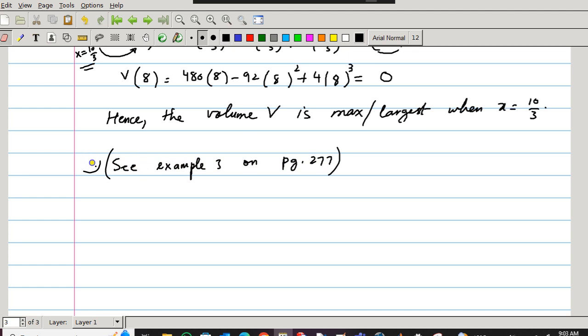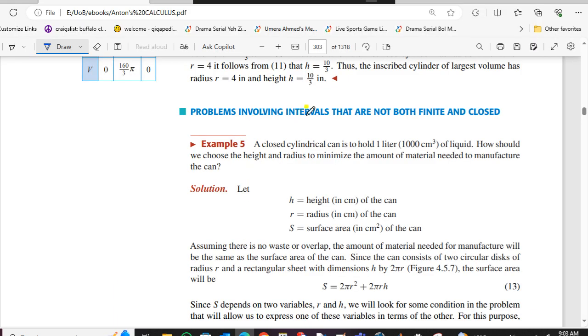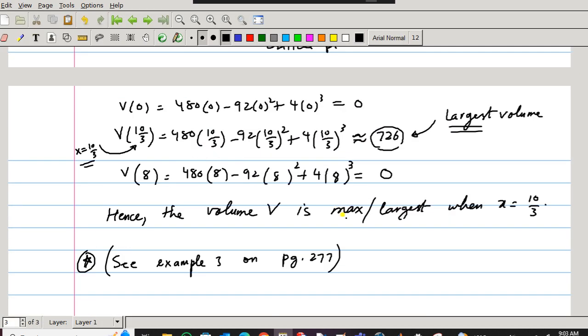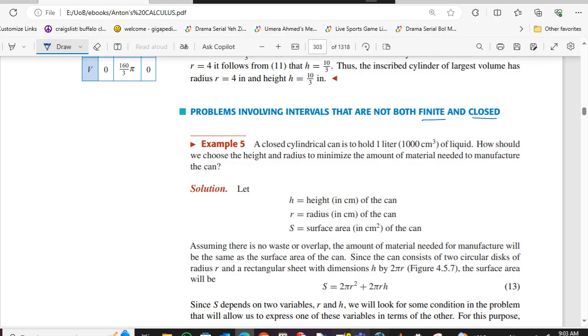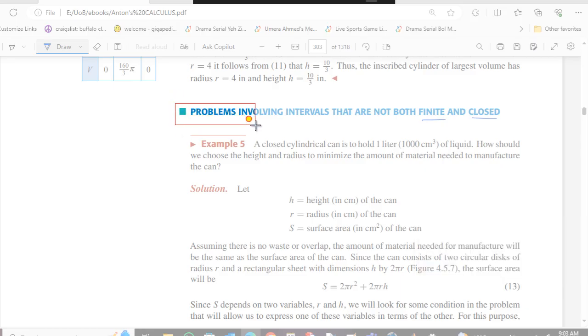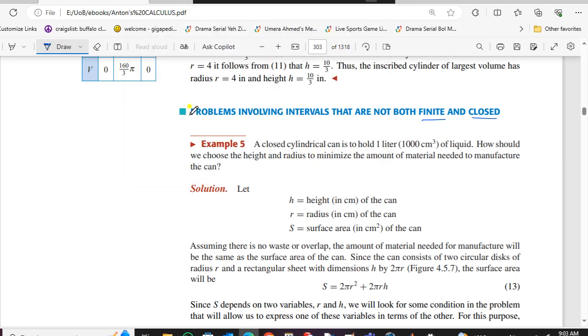So we can go to infinite or open intervals. Now the examples with infinite or open intervals: problems involving intervals that are not finite or closed. Okay, so this is the issue. If the interval is not closed, I do not have end points. This is the problem. If there are no end points, I cannot compare. I cannot do what we did at the end. I cannot compare the values at the end with the critical point. Okay, so we may have a problem with that, but let me copy this example. Going to the snipping tool again.